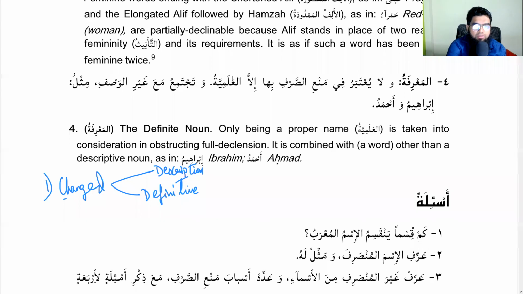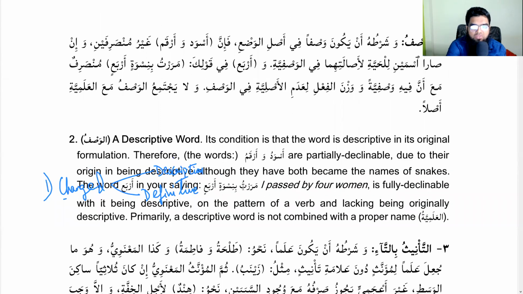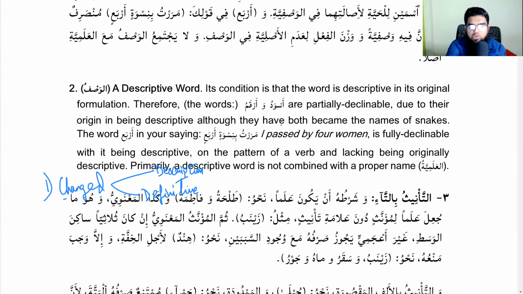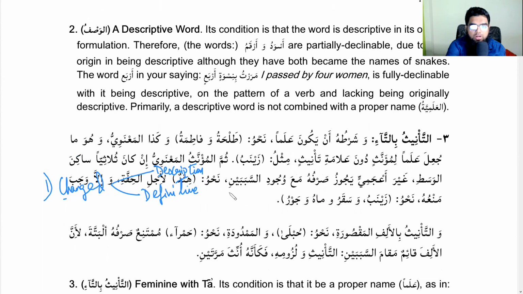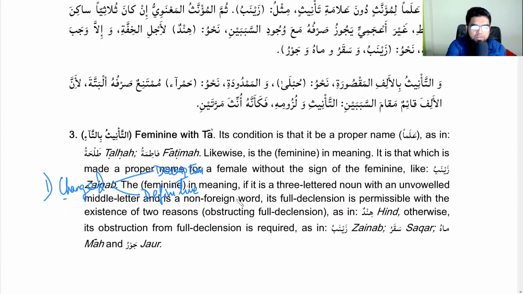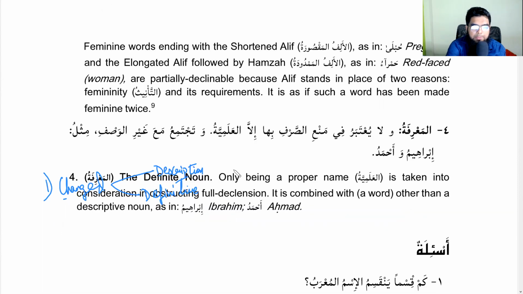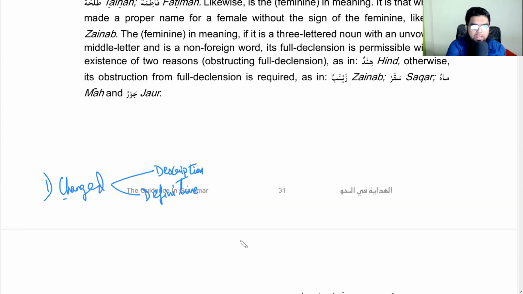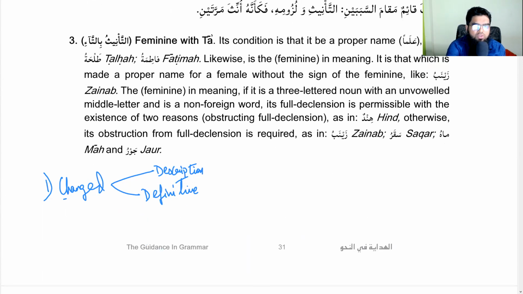And then wasf. We learned wasf. Wasf will match with descriptive words, originally. It will not match with names, with alamiya. Wasf could match with anything except names. So description, because we need two reasons, no? It could match with anything except names, he says.